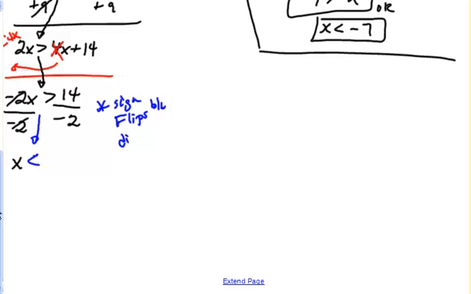And in this case we're dividing, so I'll say because divided by a negative. And I'm going to get negative 7.